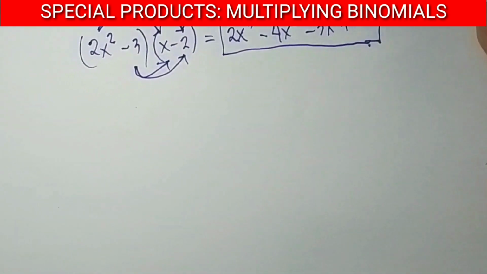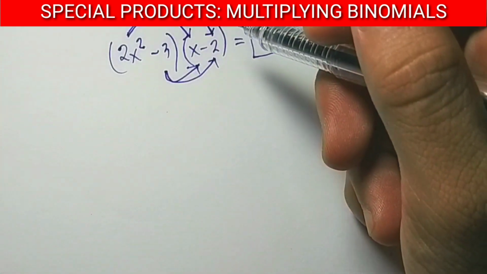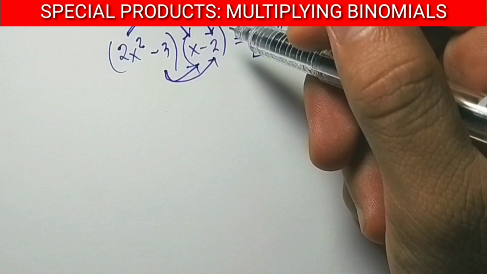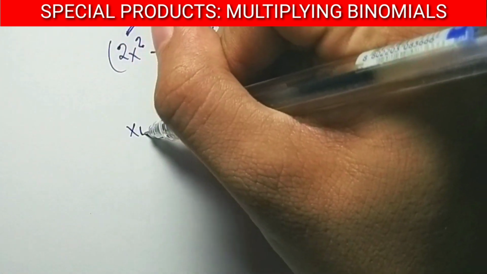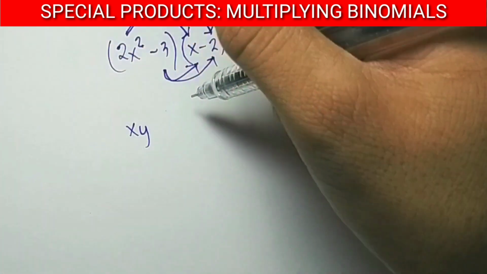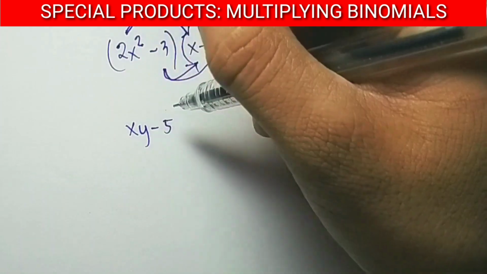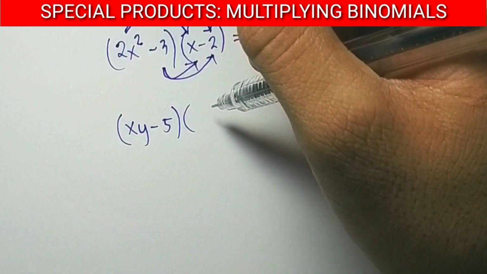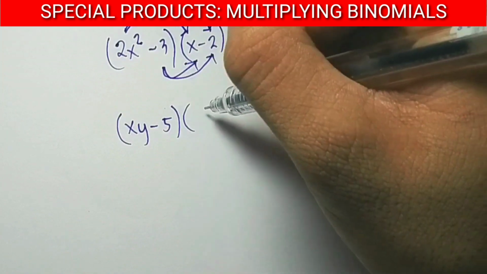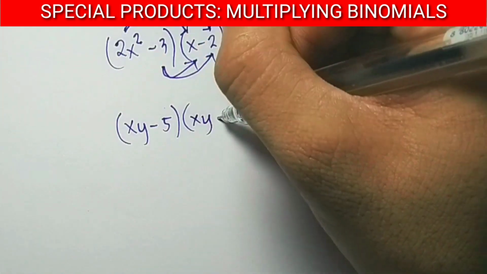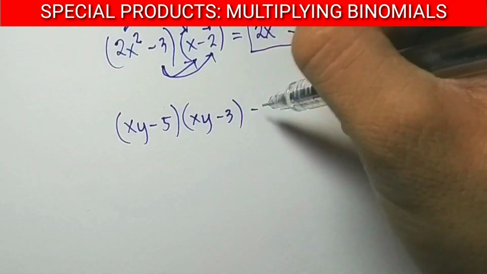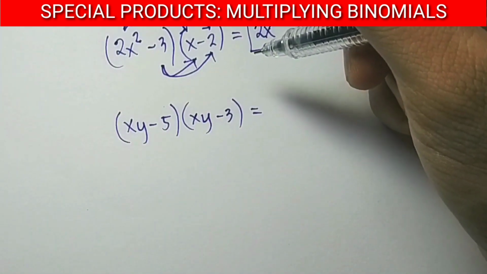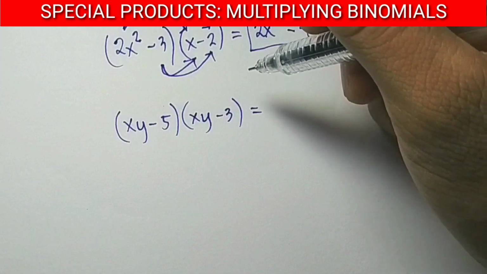Okay, another example. Let's have (xy minus 5) multiplied by (xy minus 3). So again, unahon nato ang first terms.